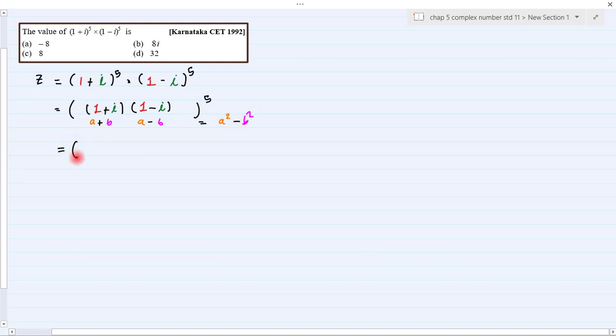So we can say within the bracket we will have 1 square minus i square. Now we know that 1 square is nothing but 1 and i square is minus 1, whole raised to 5. So 1 minus of minus 1 will become 2 raised to 5, or we can say 32, which is given in option D.